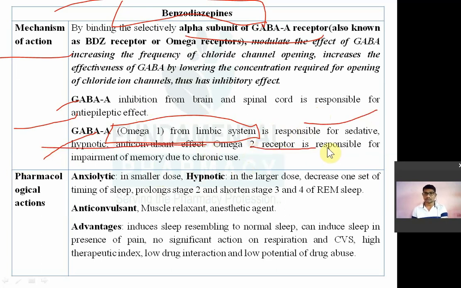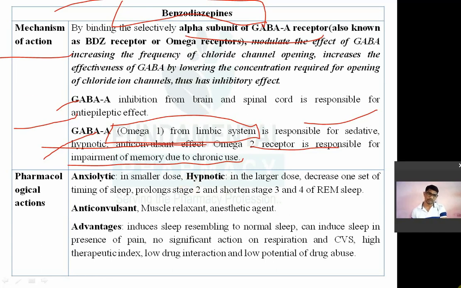Omega 2 receptors are responsible for the impairment of memory due to chronic use of benzodiazepines. These benzodiazepines will also impair your memory. There is one adverse effect of benzodiazepines known as anterograde amnesia. You might have seen the movie Ghajini, in which Aamir Khan has a memory loss disease, that is anterograde amnesia. So due to overuse of benzodiazepine drugs, there is one adverse effect known as anterograde amnesia. That's why the omega 2 receptor is responsible for the impairment of memory due to chronic use of these benzodiazepines.